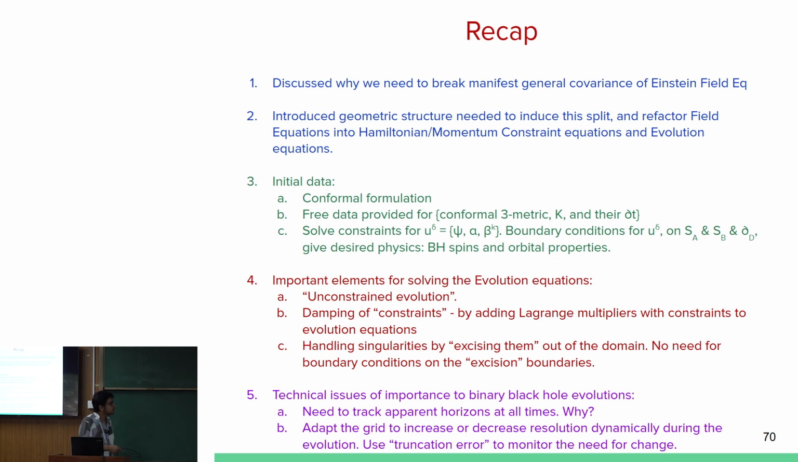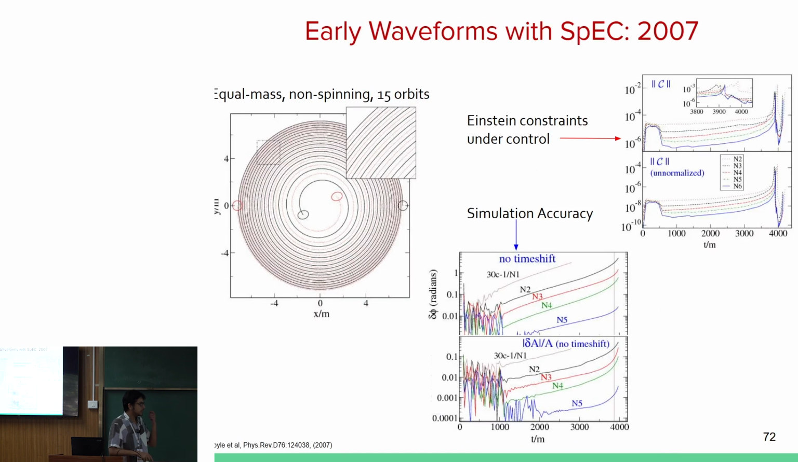Good, thank you for these questions. Then let's move on and look at some of the results that have made the highlights over the years. At the very beginning, this slide shows one of the earliest waveforms calculated using the Spectral Einstein Code, in 2007. This corresponded to an equal mass system, two black holes which are not spinning at the beginning, and they inspiral for about 15 orbits before they merge.